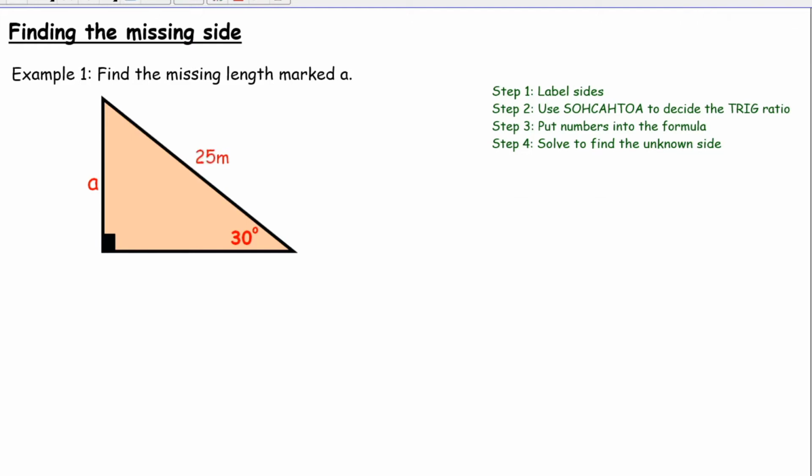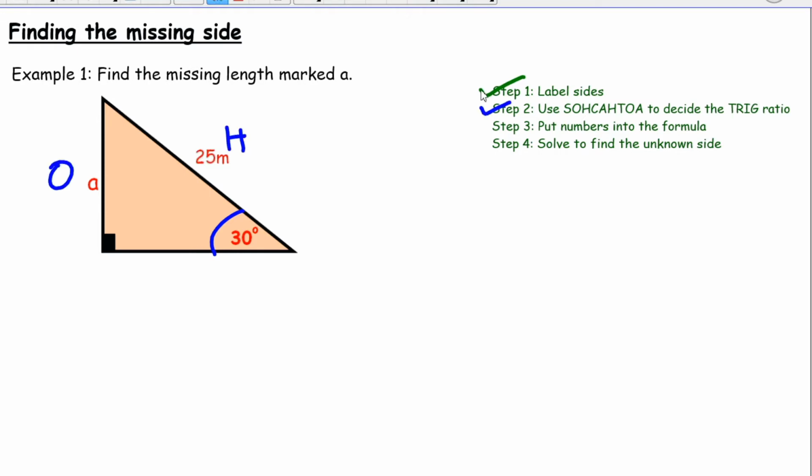In this video, I'm going to discuss how to find the missing sides using the trig ratios that we learned previously. Now, the first step is to label the sides. So we are going to look at our reference angle, which is 30, and from there, this side will be the opposite, and that will be the hypotenuse.